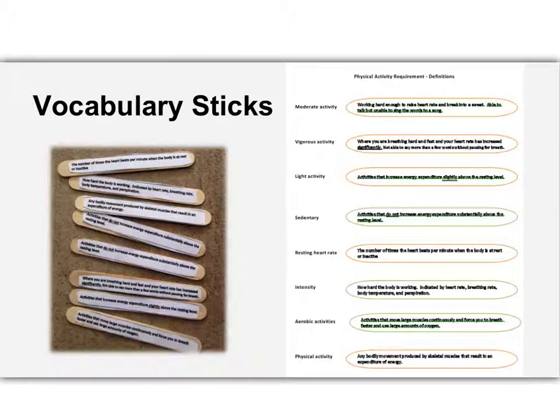One at a time, they'd run to the opposite end of the room and they'd pick up a popsicle stick and bring it back and put it beside the correct term. So this one here, a little hard to see, but it says activities that do not increase energy expenditure substantially above the resting level, but when they come back, they would put it beside sedentary. And they continue until they have all 8.